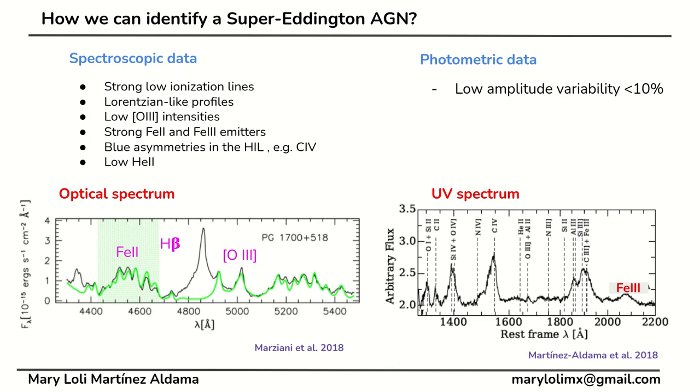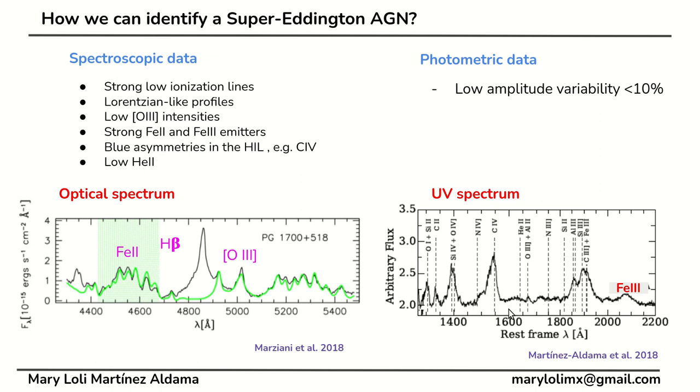We can identify Super-Eddington AGNs through spectroscopic data. These kinds of sources tend to show strong low-ionization profiles, but the profiles tend to be Lorentzian. We will not observe a strong contribution of the forbidden [O III] line in the optical, but these sources are much stronger Fe II emitters and also stronger Fe III emitters compared with the general AGN population. And in the high-ionization lines we observe blue asymmetric profiles, which are an indication of outflows, but also an indication of radiation forces.